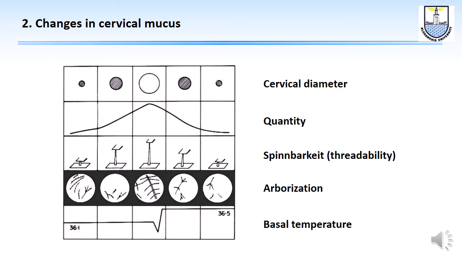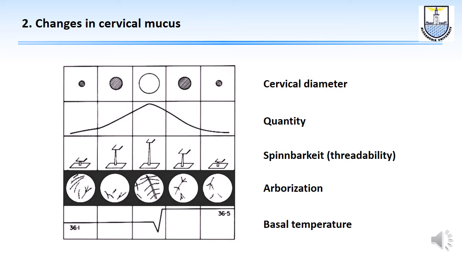The ability to make threads, the thread ability, Spinnbarkeit. Spinnen is to spin. Spinnbar is threadable. Spinnbarkeit is threadability, the ability to make threads. As you can see, if you take a slide and a slide cover and they are separated by the cervical mucus, you can see that you can make a long thread around the time of ovulation.